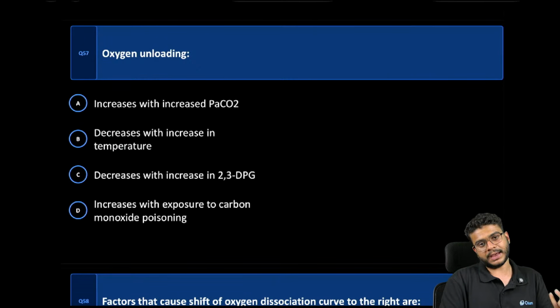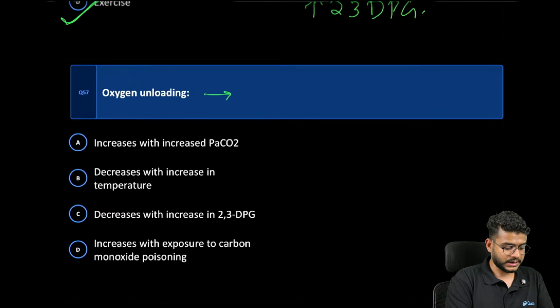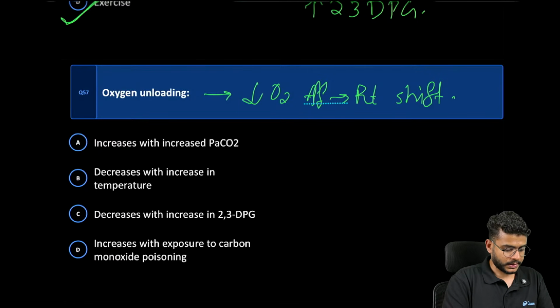Oxygen unloading happens where? At the tissues. Okay, so there will be what? Right shift. Oxygen unloading means decreased O2 affinity, which is the right shift. So again, it increases with the increased PCO2.